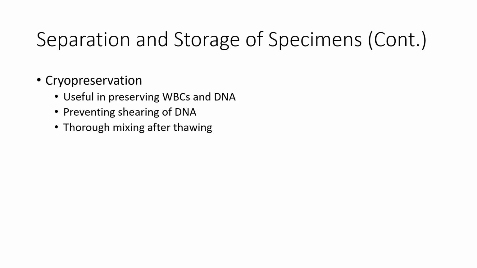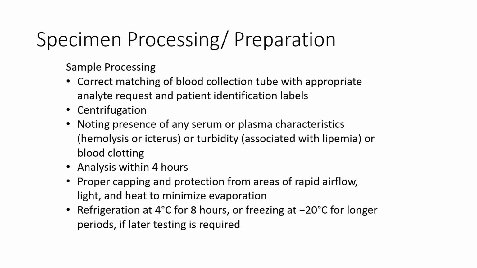Cryopreservation is useful in preserving white blood cells and DNA. Prevent shearing of DNA, and thorough mixing after thawing is required. During specimen processing, you want to have a correct match of the blood collection tube with the appropriate analyte request and patient identification labels.